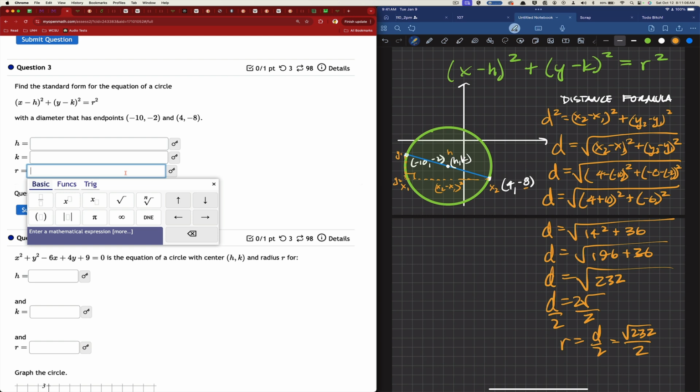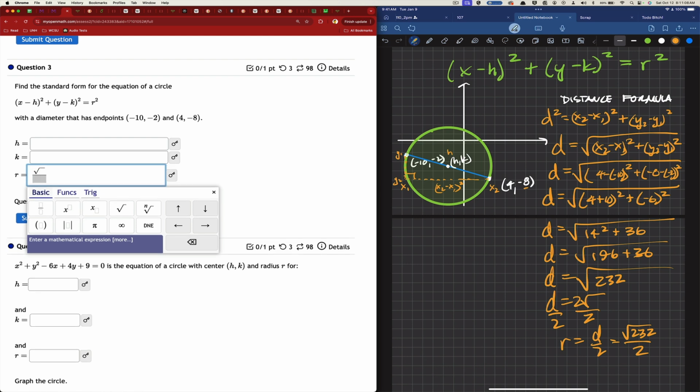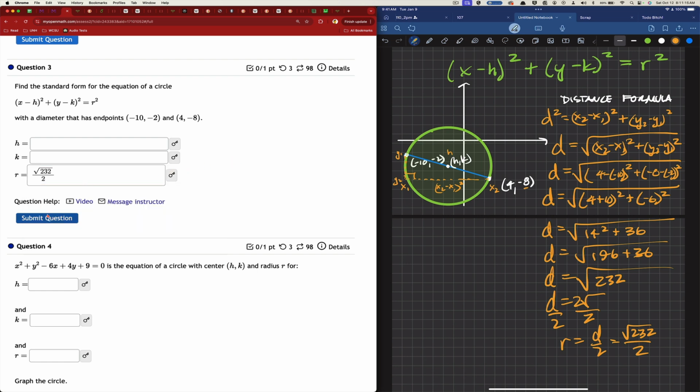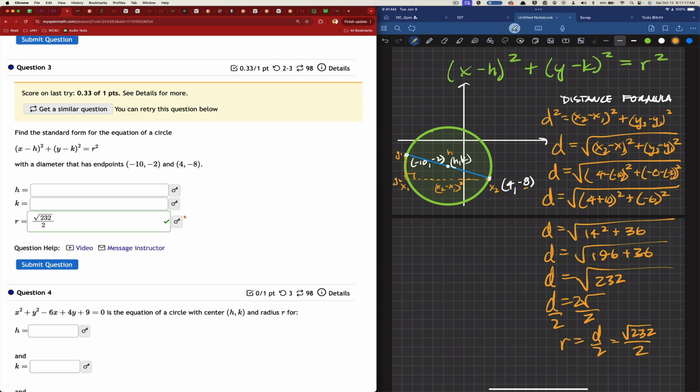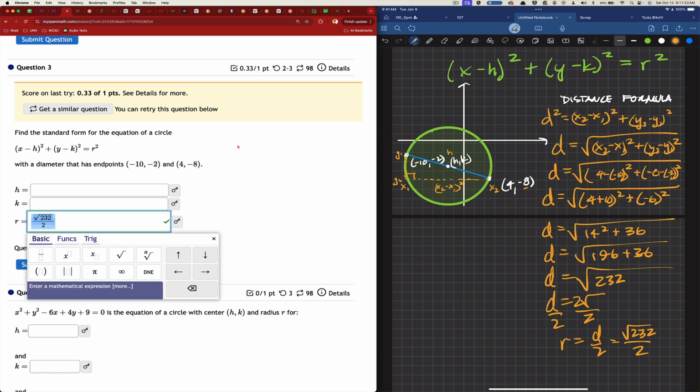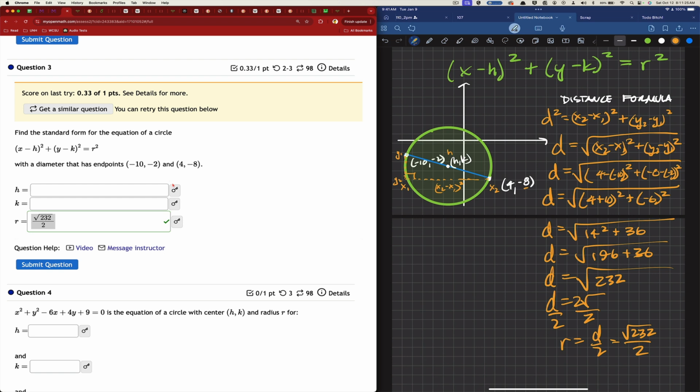Square root, SQRT 232 divided by 2. And we'll submit now and see what happens. See, it's green. That is 7.615, blah, blah. But I don't want to make errors, so I'm just going to type that in. That's just me. Now, I need to find the location of this center point.